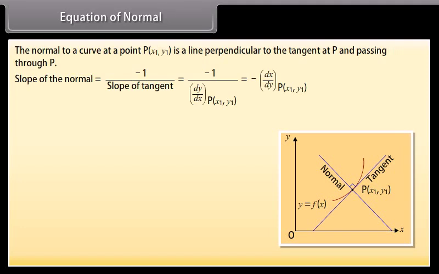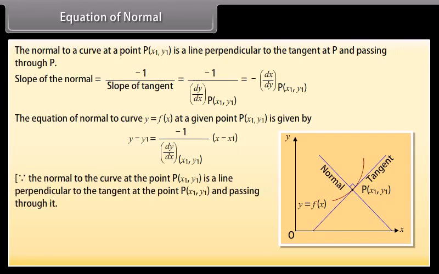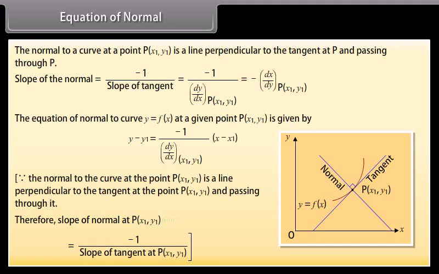point P(x1, y1). The equation of normal to curve y is equal to f of x at a given point P(x1, y1) is given by y minus y1 is equal to minus 1 by dy by dx at point (x1, y1) into x minus x1. Since the normal to the curve at the point P(x1, y1) is a line perpendicular to the tangent at the point P(x1, y1) and passing through it, therefore slope of normal at P(x1, y1) is equal to minus 1 by slope of tangent at P(x1, y1).